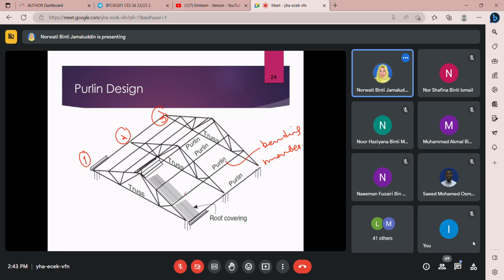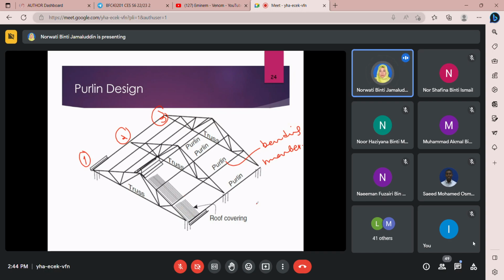The main load will be bending load, not axial. But for truss, axial load is significant. For the purlin, it is a bending member. So then you have the roof covering. The distance of the purlins depends on your requirement; to me, it depends on the type of roof covering that you use.